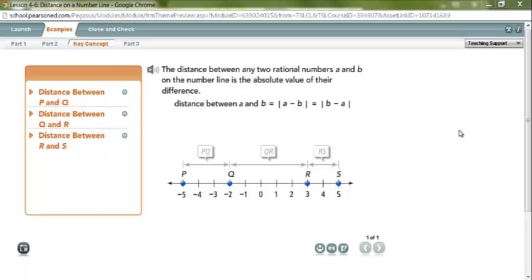Okay, ladies and gentlemen, this is part 2 of lesson 4-6, distance on the number line. Make sure that you're taking notes and you're still focusing on the learning target for this video.